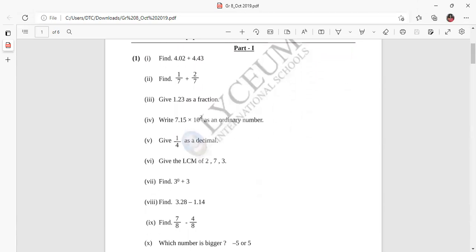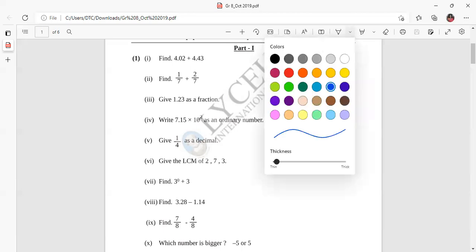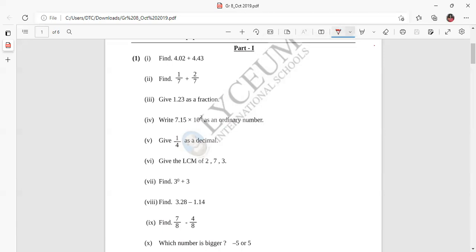Especially for part one, question number one, children, I suggest you have a working column, so that you can clearly show your workings. You can have a working column like this.